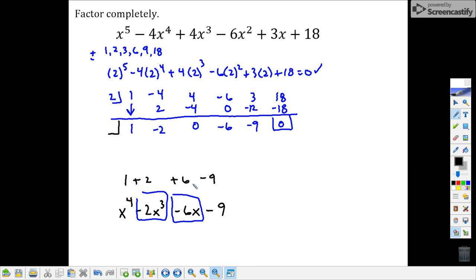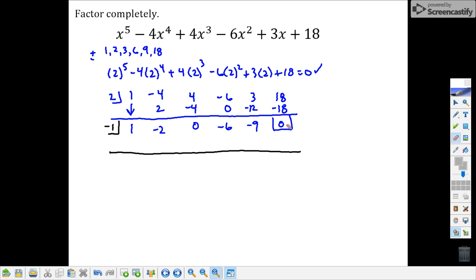Well, 1 plus 2 plus 6 gives you 9, so 9 minus 9 is 0, so negative 1 worked. So I'm going to go ahead and put negative 1 in my box. Now I'm going to do my synthetic division from there, ignoring the remainder that I had before. So I drop down my 1, and I go negative 1. It's negative 2.